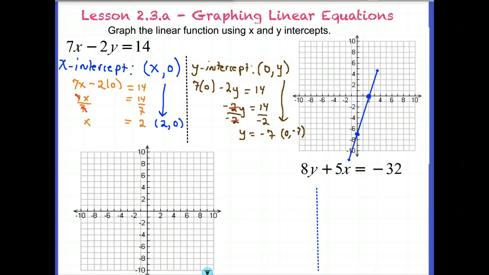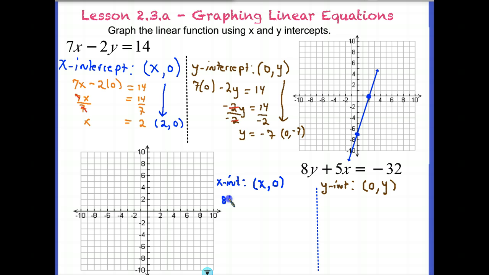Okay, in this next example, we'll do the exact same thing. So we'll find our x-intercept and our y-intercept. So let's look at our x-intercept. We know that when we are finding our x-intercept, we will find x and we'll plug in a 0 for y. When we are finding our y-intercept, we will plug in a 0 for x, and then we can find our y value. Let's go with finding our x-intercept first. We are going to plug in a 0 for y.